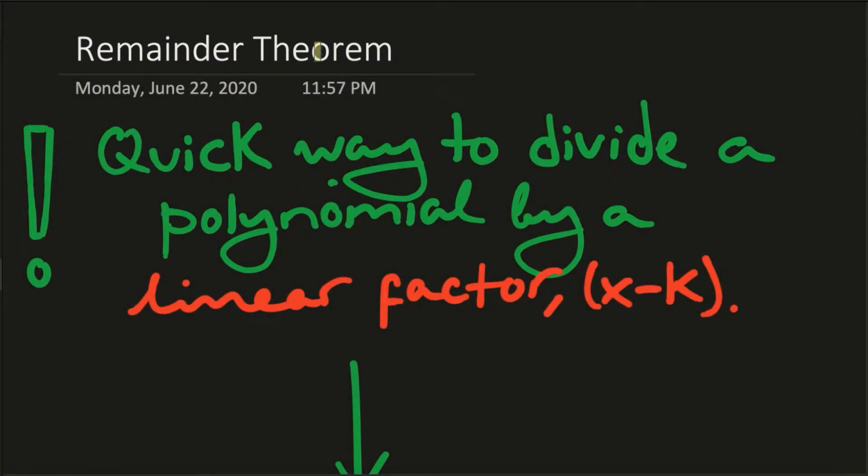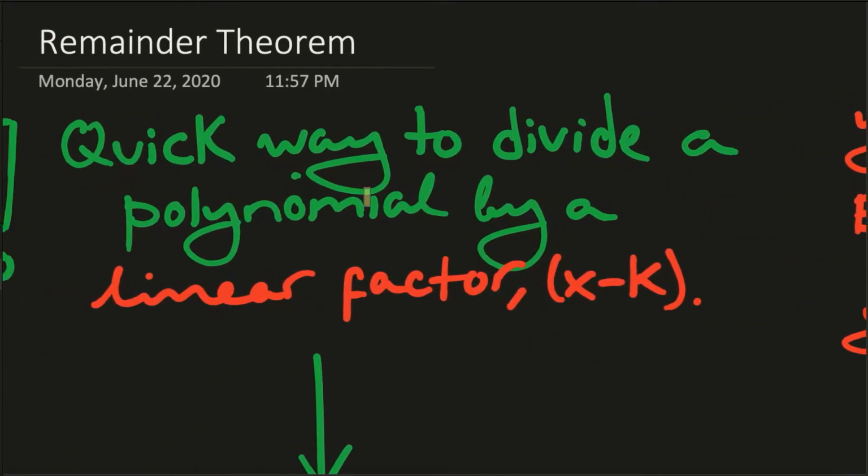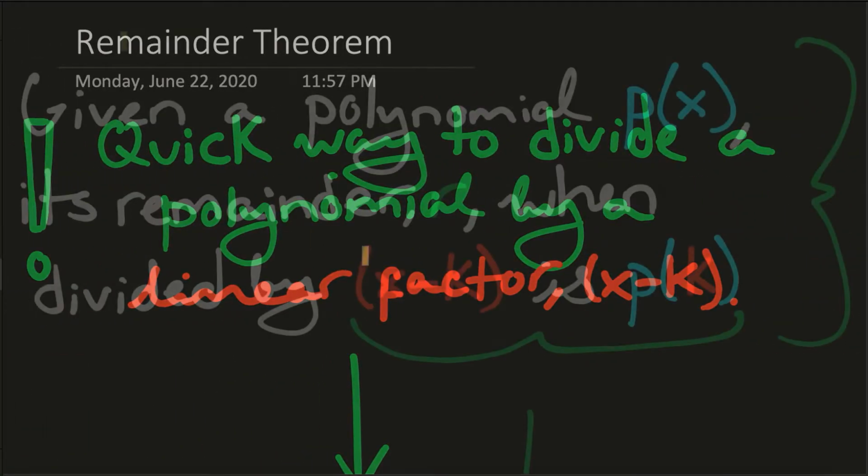The remainder theorem is a quick way to divide a polynomial by a linear factor, which we will call x minus k, and obtain its remainder. By a linear factor, we really mean anything that can be represented by the line y equals x minus k. An example of this would be x minus 4, which could be represented as the line y equals x minus 4. So let's see what we really mean by this.